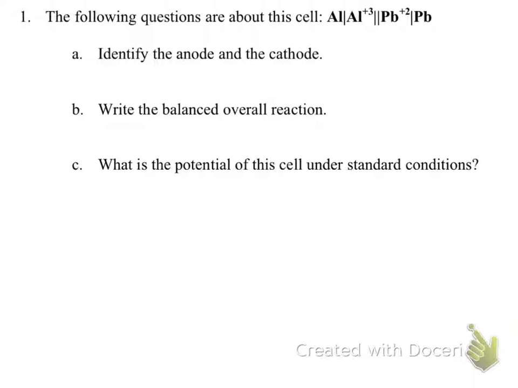Okay, so today we're going to be looking at a problem that has to deal with a voltaic cell. And in this problem we have three parts. We have identifying the anode and the cathode, we have writing a balanced overall reaction, which in this case we're going to actually write a balanced overall net ionic equation because that's more what we deal with in AP. And we're also going to be finding the potential of this cell under standard conditions.